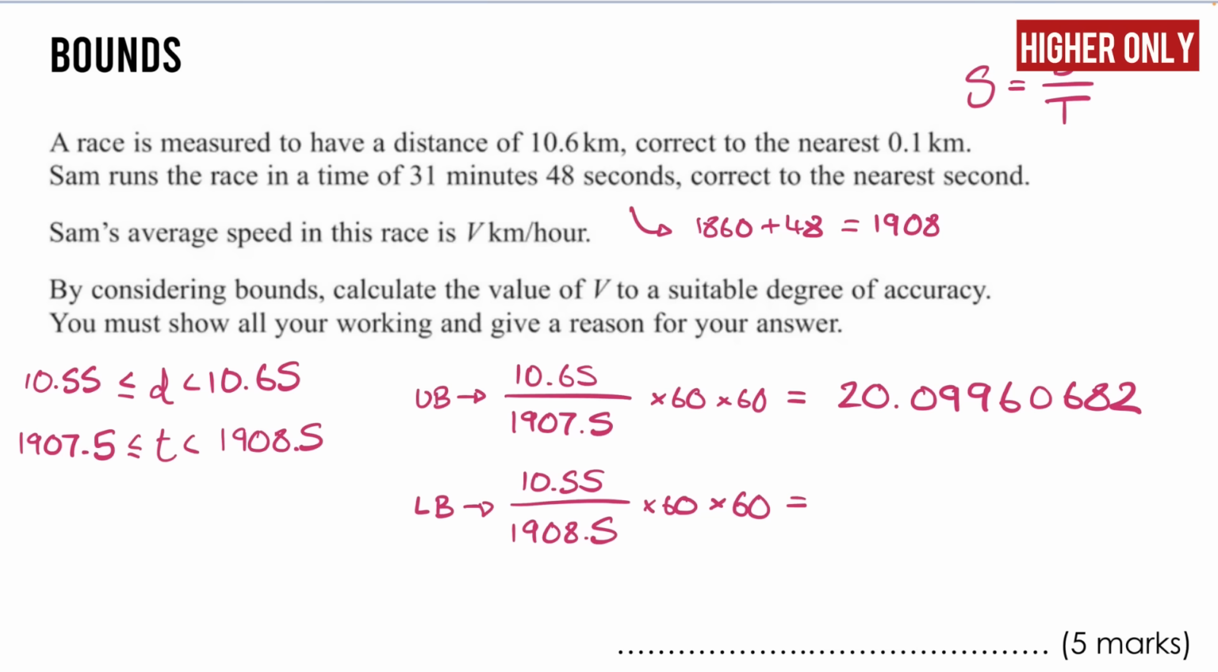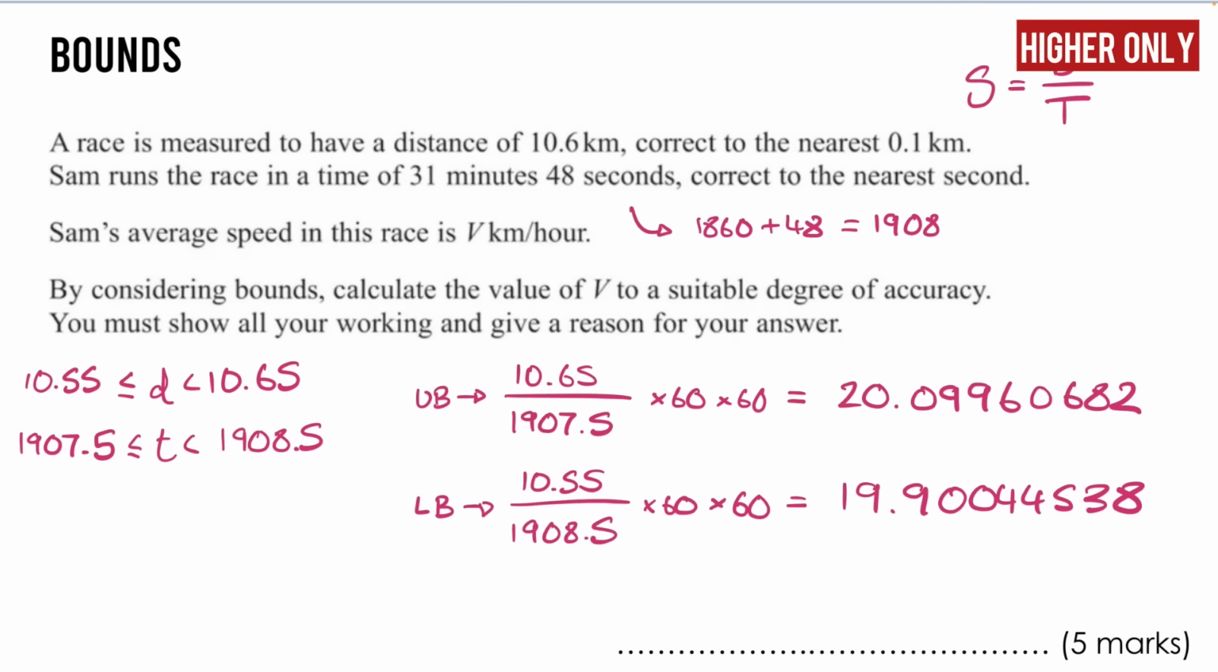I'm just going to swap the 7 on the bottom for an 8, and on the top the 6 for a 5. And there we go, that comes out as 19.900445538. So these are our two bounds, our upper bound and our lower bound. And by considering bounds, we have to decide on how we are going to round this so that they both round to the same number.